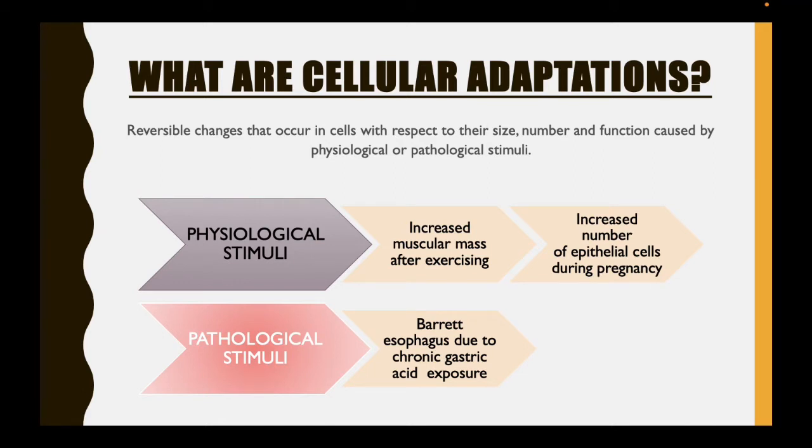And the reason why we have this change in the epithelium is because of the chronic gastric acid exposure. So the way the cells can get used to this acid exposure is by changing the type of their cells in order to better cope with this stressor.